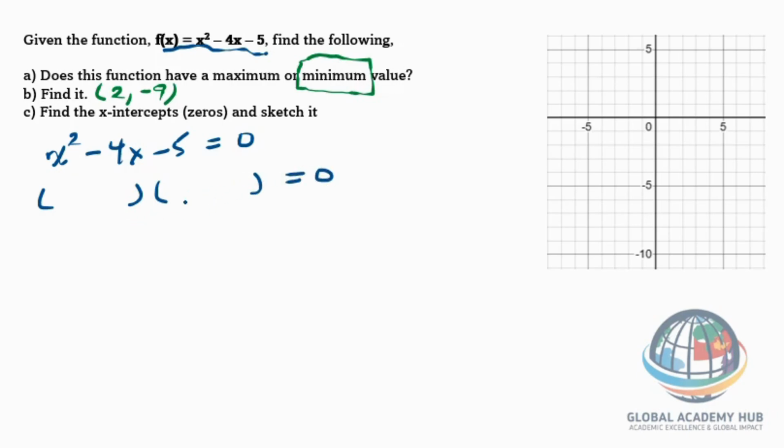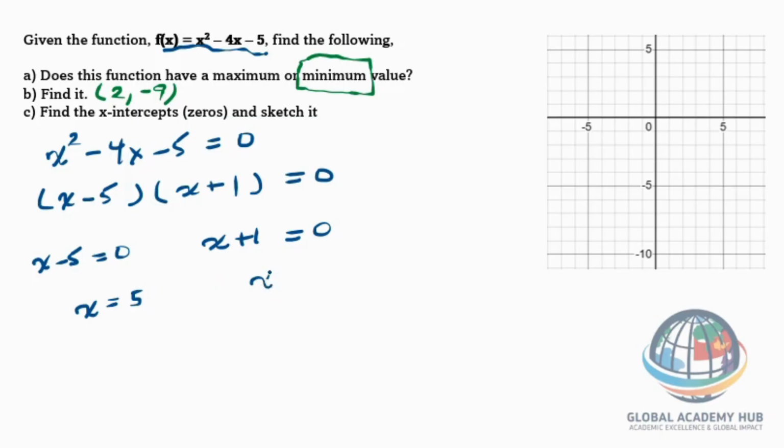And when we factorize this, we're going to get x minus 5, x plus 1. We equate both of these to zero. So we say x minus 5 is equal to 0 and solve. We say x plus 1 is equal to 0 and solve. So we get x is equal to 5 and x is equal to minus 1. I should have a video to help you understand how to factor problems like this and other problems.